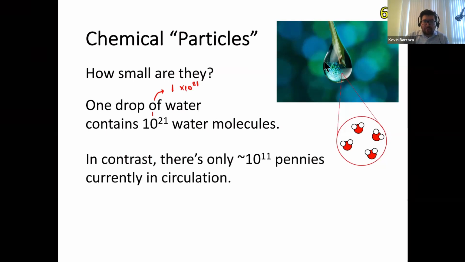To contrast that, there are only 10 to the 11th power pennies currently in circulation. So there are actually quite a few more water molecules in a single drop than there are coins. Probably all coins put together wouldn't come close to this number. Maybe that's an exaggeration. I would have to think about it. Probably, it's getting there, right?